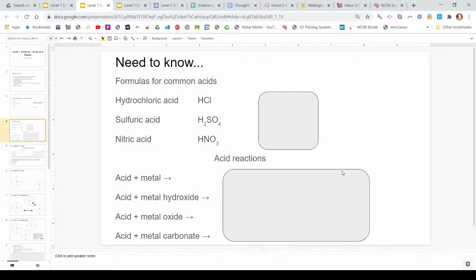I noticed in the comments on the form, a few people had asked for the particular reactions, and I think there was one year where there was a question around baking soda, and people weren't really sure how they should have known what was being made. For that one you need to recognize that baking soda, I think, is a hydrogen carbonate, and so it behaves the same as an acid plus metal carbonate. So these 4 reaction types with acids are need to knows.